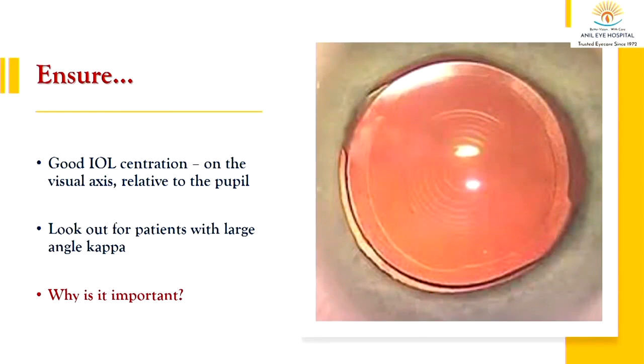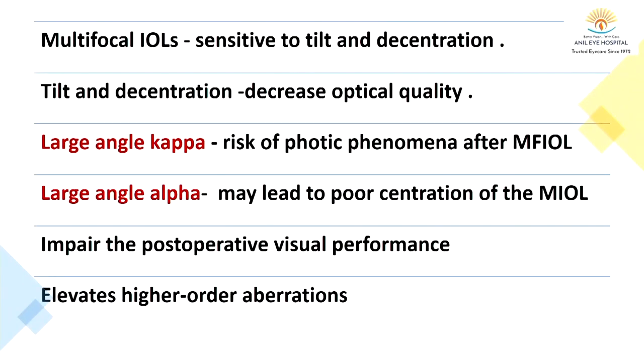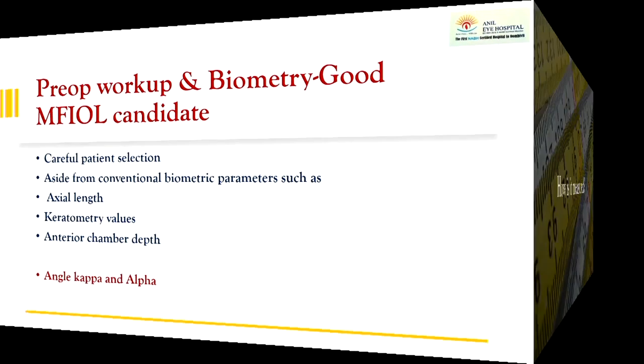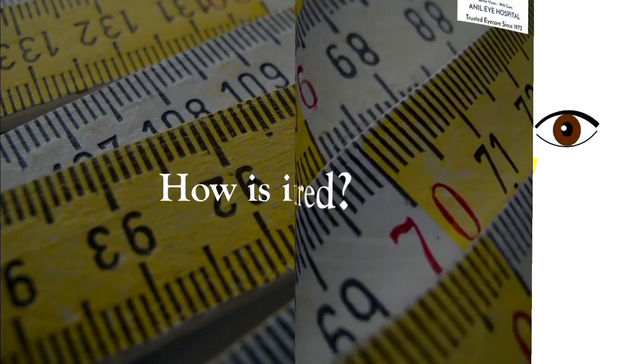So we need to look out for patients who have a large angle kappa. Why is it important? Because multifocal IOLs are sensitive to tilt and decentration, which decrease optical quality. What happens if you have a large angle kappa? You have a risk of photic phenomena. What happens if you have a large angle alpha? It may lead to poor centration of the IOL, and this impairs postoperative visual performance. So along with the preoperative workup of all the K-metries and the axial length, angle kappa and angle alpha should also ideally be measured. So how is it measured?